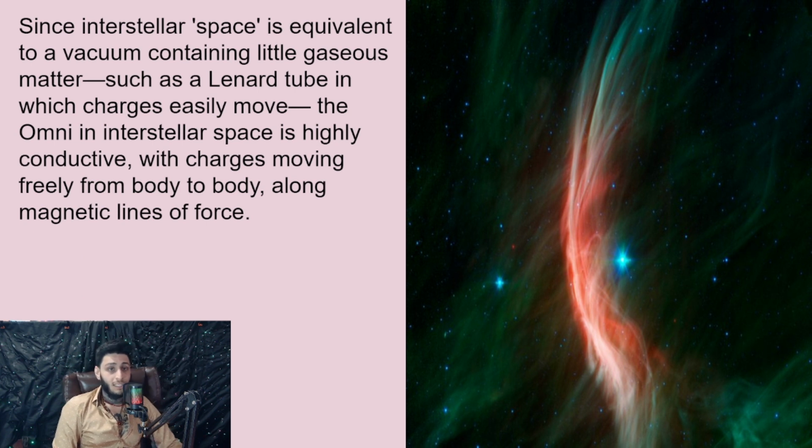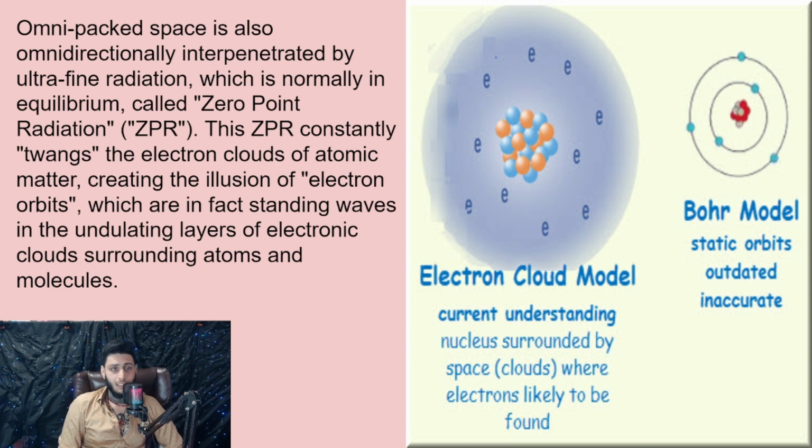Since interstellar space is equivalent to a vacuum containing little gaseous matter, such as a Lenard tube, in which charges easily move, the Omni in interstellar space is highly conductive, with charges moving freely from body to body along magnetic lines of force. Omnipacked space is also omnidirectional, interpenetrated by ultrafine radiation, which is normally in equilibrium, called the zero-point radiation, or ZPR.